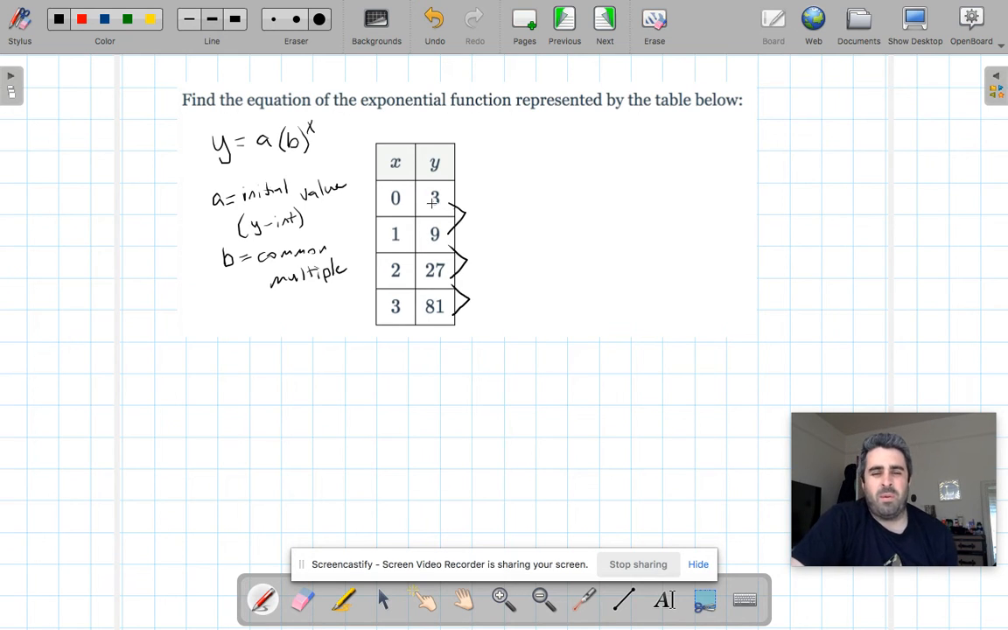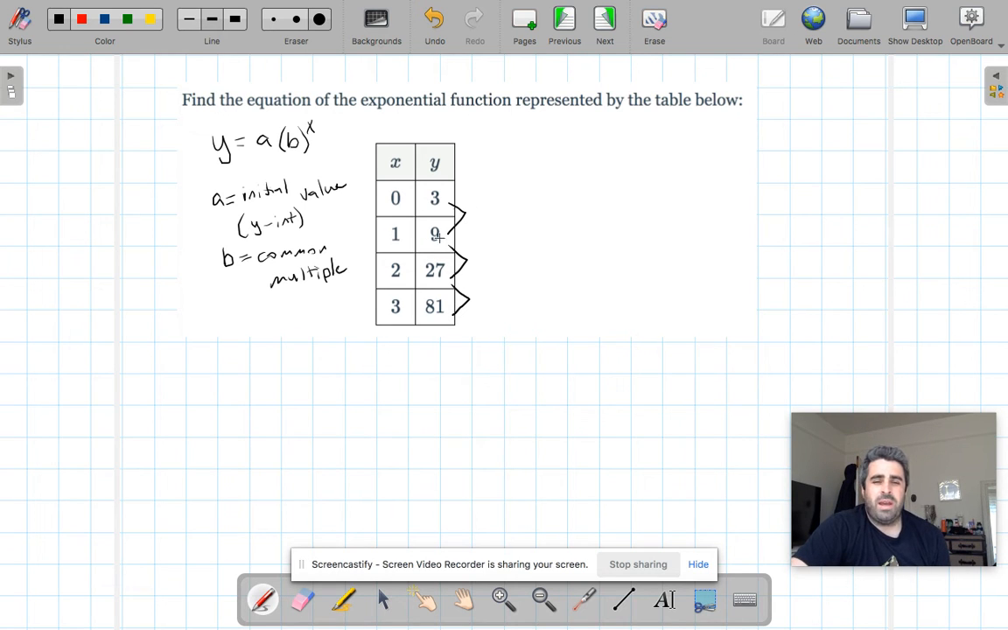So there's a couple ways you can do this. You can either think, what do I multiply 3 by to get to 9? What do I multiply 9 by to get to 27, 81, so on. So some of you might be able to see that immediately. 3 times 3 is equal to 9, and then you can just test it. 9 times 3 is 27. 27 times 3 is 81.